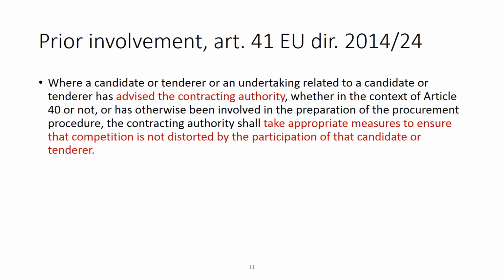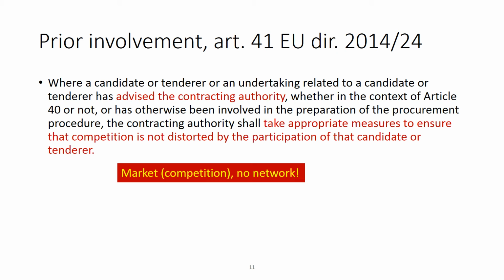Here we see another example of provisions that are aiming for markets and competition. If someone, for instance a construction firm, has been advising the contracting authority, for instance a municipality who wants a building to be built, has played a role in advising in setting up the tender, the contracting authority shall take appropriate measures to ensure that competition is not distorted by the participation of that candidate or tenderer. So the candidate cannot apply anymore. Again, you can see that this is an example that is driving to competition and not to network involvement, because of course the idea of networks is that you work together, and if you work together in setting up a tender, you most likely would like to be involved in the tender itself.